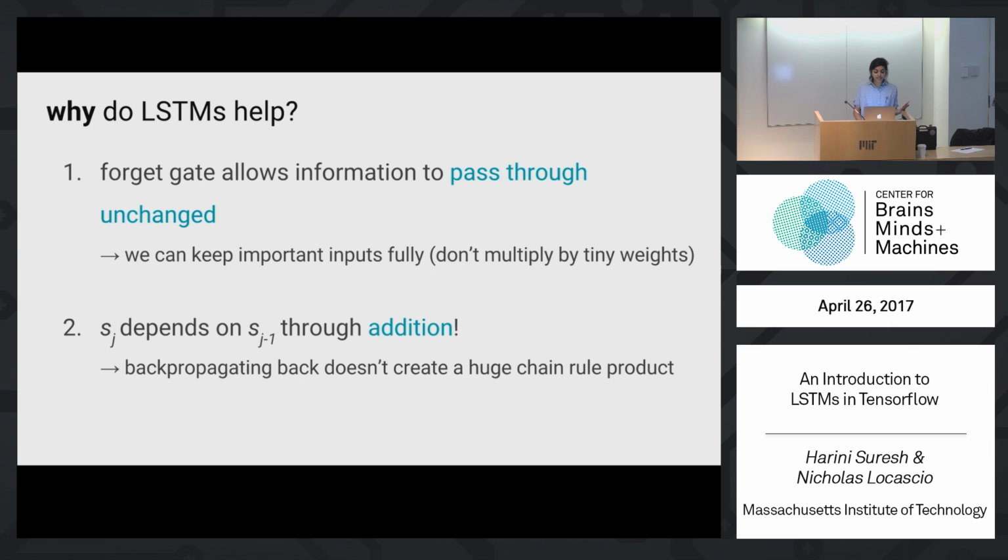The second thing is that in the update step, in the middle step, we update to the new cell state based on addition. It's an additive function. So S sub j depends on S sub j minus 1 through addition. So when we backpropagate, it doesn't turn into this huge long multiplication.